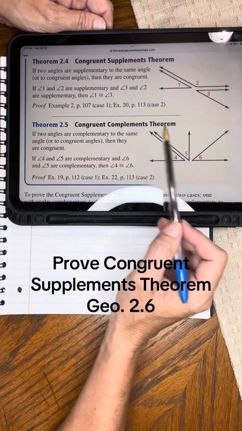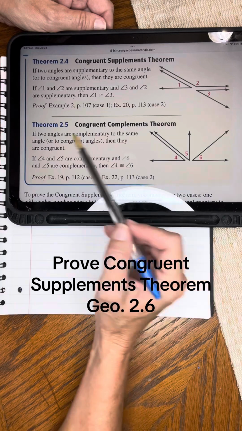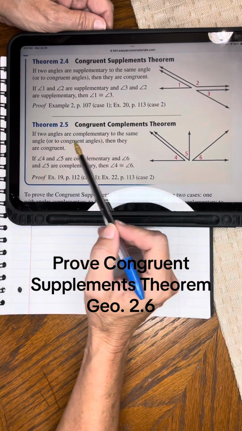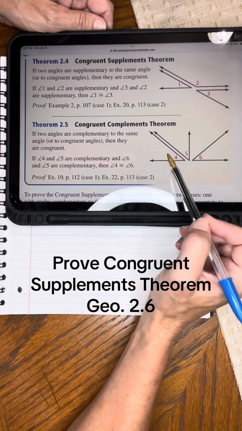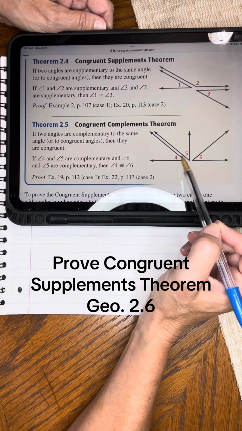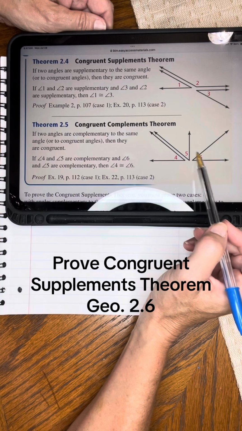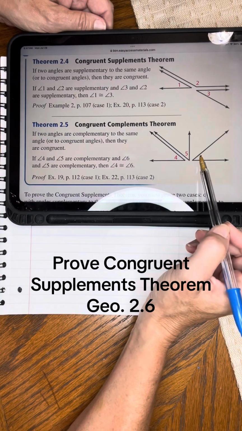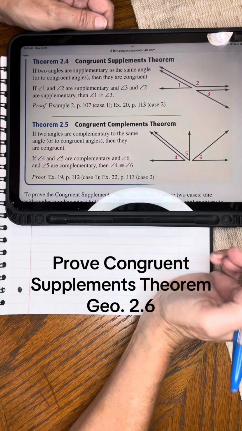With the congruent complements theorem, it's very similar. If two angles are complementary to the same angle or two congruent angles, then they're congruent. If 4 and 5 are complementary, meaning they add up to be 90, and 6 and 5 are complementary, then we can know that 4 and 6 have to be the same size and that they would be congruent.